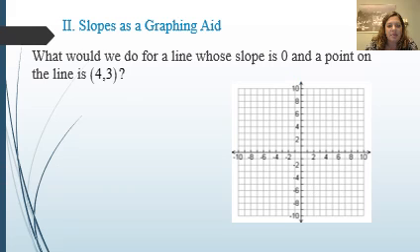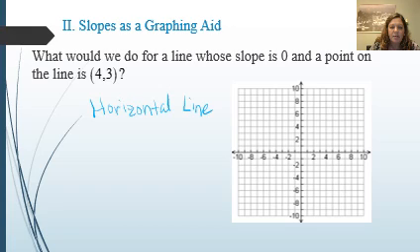Okay, so we're going to use our slope to help us graph. In this particular problem it says what would we do for a line whose slope is 0 and a point on the line is (4, 3). So we have to think about the information that we received about slopes. Remember, if the slope is 0, that means we can walk along that path or we can ski along it. So that's going to be a horizontal line.